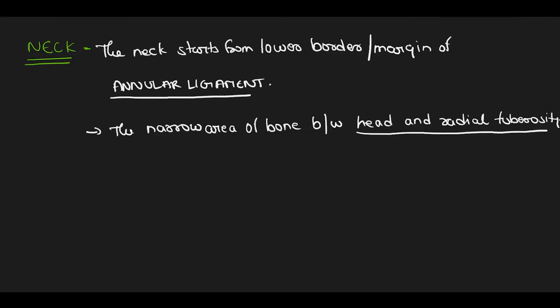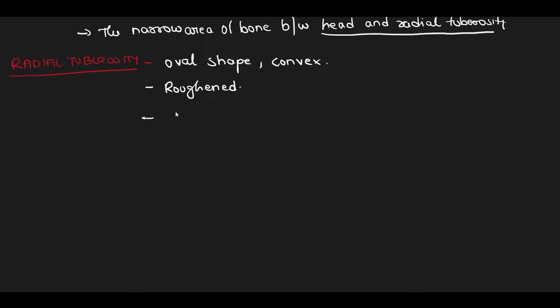So now let's discuss the other important topic here. It's the radial tuberosity. So what is the radial tuberosity? As I told you before, the tuberosity is the site of attachment for the muscle on the bone. It is the rough surface of the bone which helps for the attachment of muscle. Okay, this radial tuberosity is oval in shape and convex. It is the structure just distal to the neck.